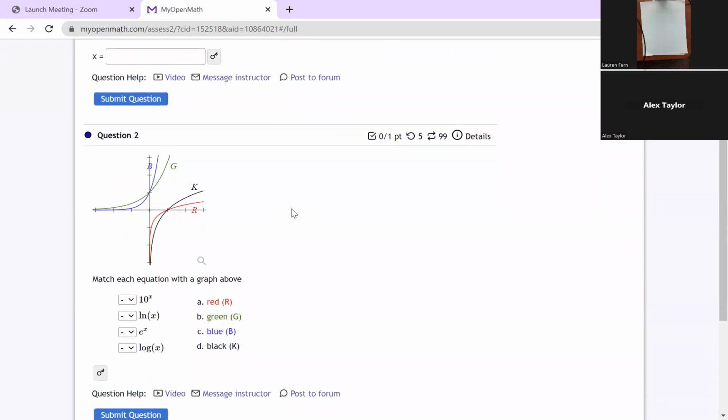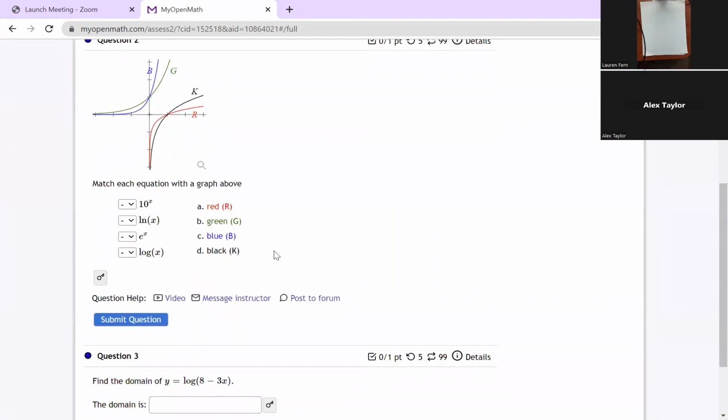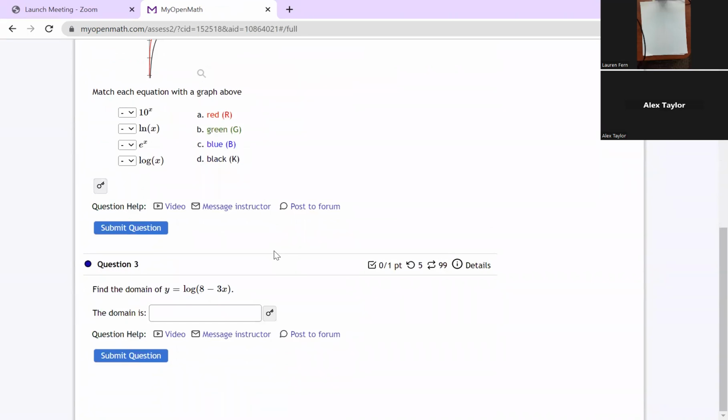Here you're playing match. Match is fun, right? So you know that B and G are both what kind of functions? Exponential. They're exponential, and K and R are log functions. Okay, so here it's just a matter of playing match. And then right here, you're finding the domain. That's it. Don't forget to put your answer in interval notation.